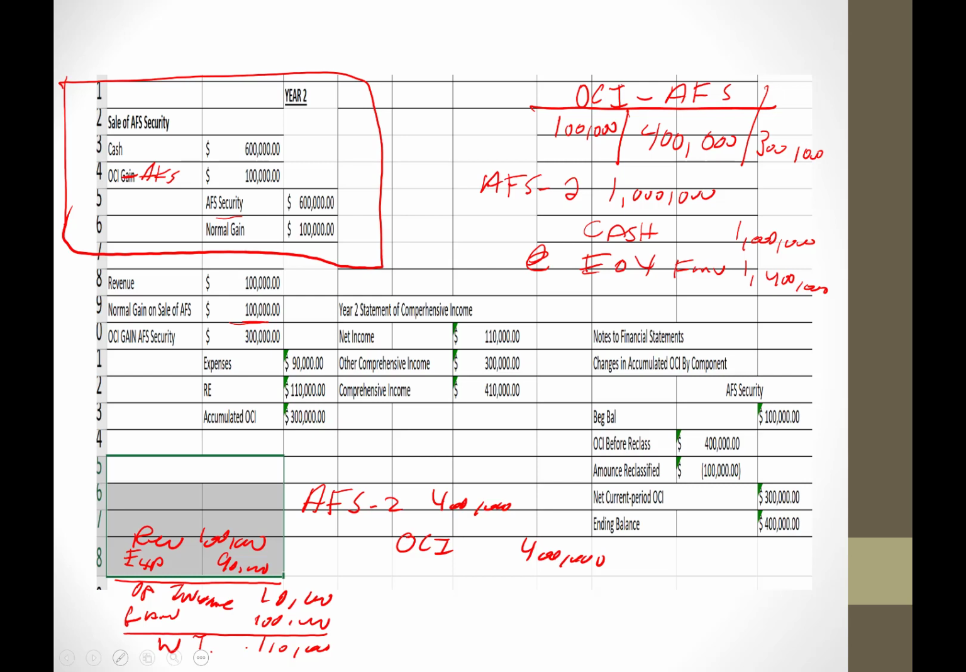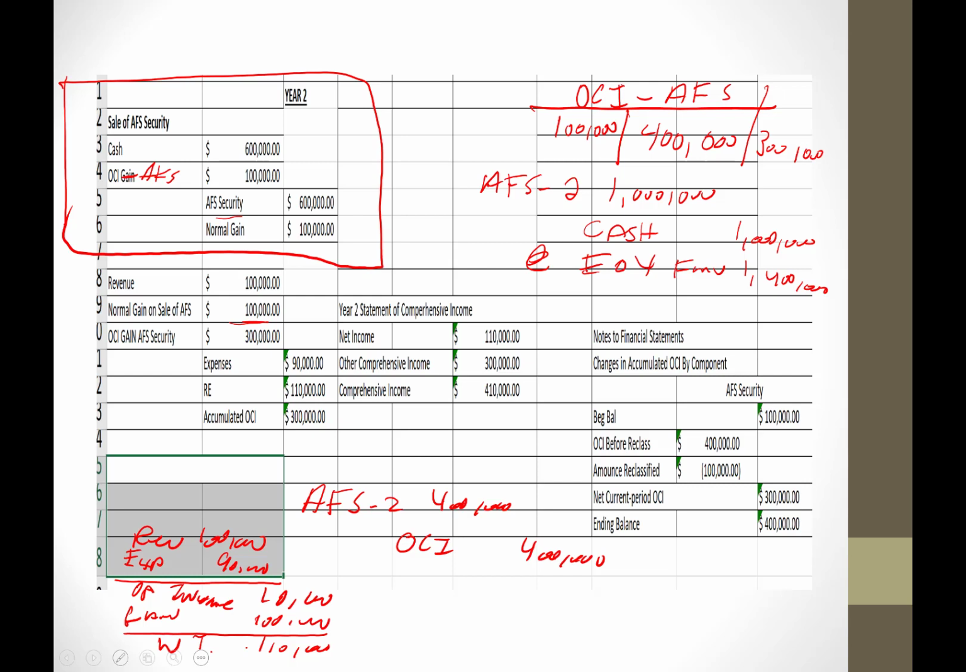And then in the disclosure, I'd show beginning balance of 100. I'd have OCI before reclass would be 0, and then after the reclass would be a negative 100, and so we'd end up with the 0. So mostly netted out, I mean, except for the 10,000, almost nets out to 0. Yeah, it's a reclass.